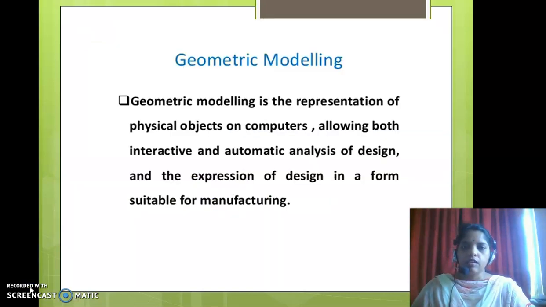Next is geometric modeling. Geometric modeling is the representation of a physical object on computers, allowing both interactive and automatic analysis of design and expression of design in a form suitable for manufacturing.